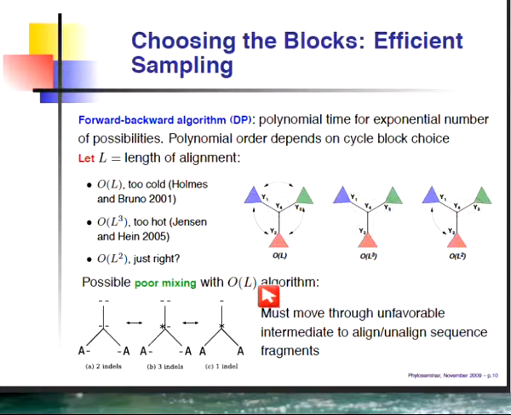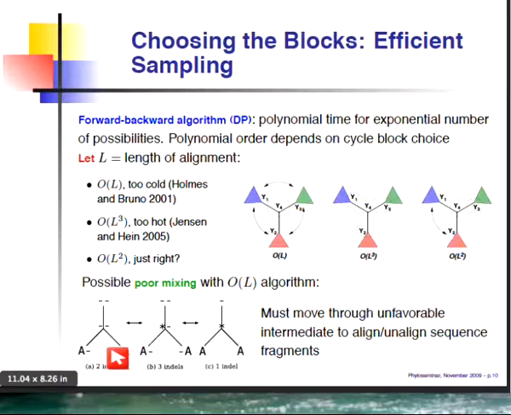And here is an example of why it's hard to move through that space. Let's say our current state has two characters that are unaligned to each other. Notice this is not homologous because it's in the first position to this character that's homologous to the second position. If I'm only resampling homology statements at this internal node, in order to get to the aligned state, I need to go through a very unfavorable intermediate.